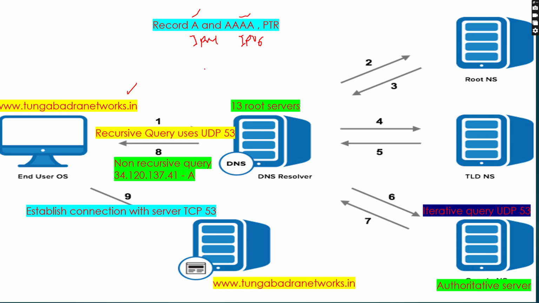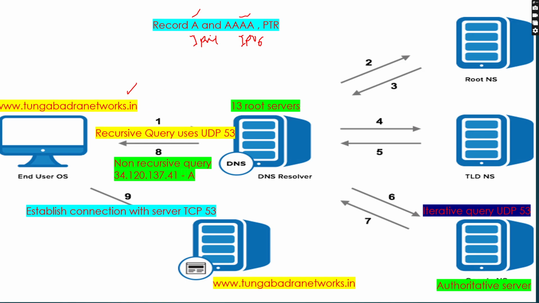So first, when you type www.tungabhadranetworks.in on your computer, it will check its own cache. Hey, do I have the IP address for Tungabhadra Networks or not? Where will it check? It will check in its own cache, the A record and AAAA record, so IPv4 or IPv6.